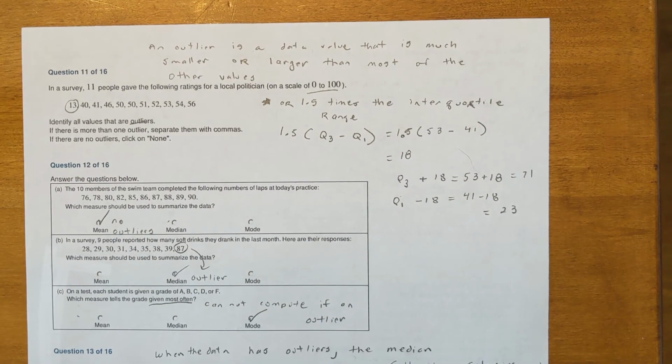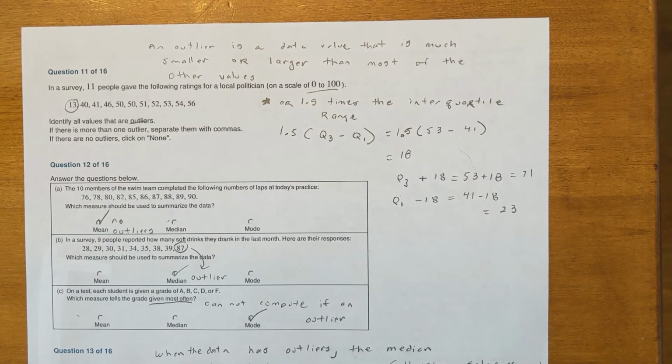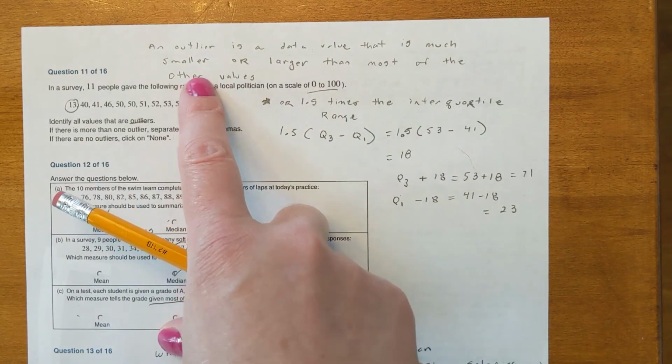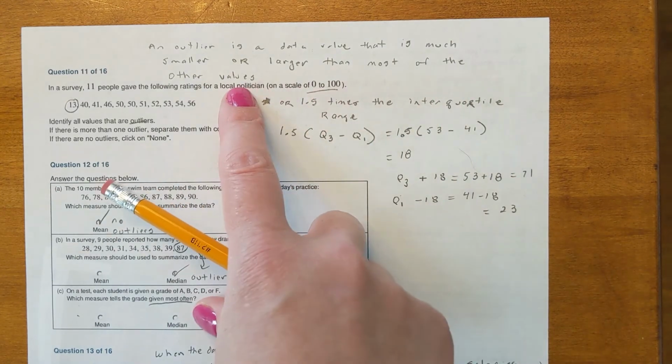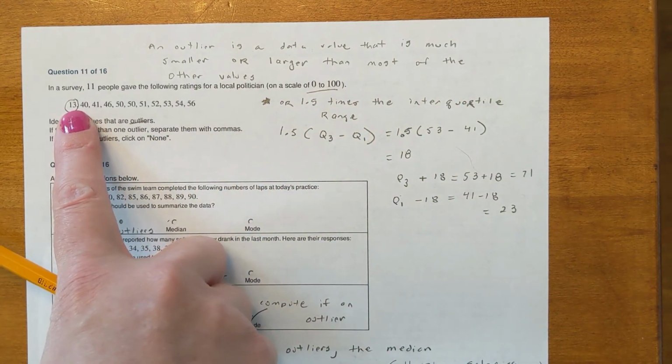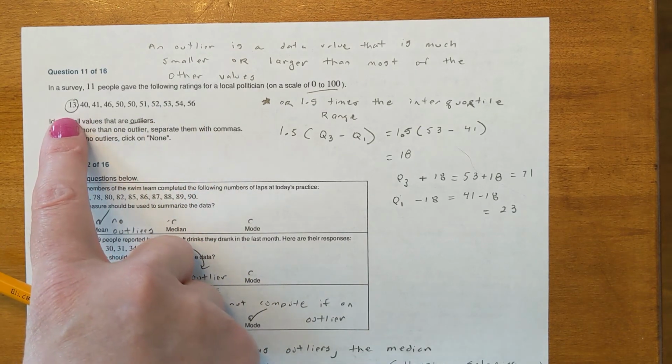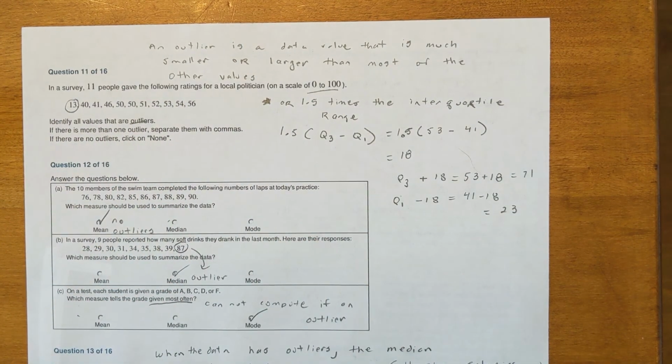Okay, so the simple definition of an outlier is a data value that is much smaller or larger than most of the other values. So the number 13 here is much smaller than the other numbers. So if it's much smaller or much larger, it's an outlier.